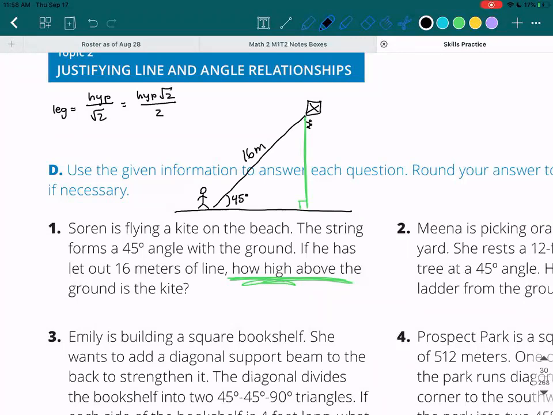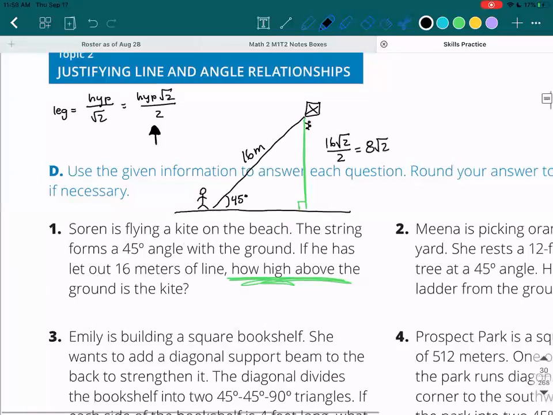Oh, my internet connection was unstable. All I did was write out the equations that you already know. Since we have a whole number, we're going to use this version of the equation to find our leg. So let's plug it in. We have 16 radical 2 over 2. Help me simplify, what is 16 divided by 2? 8. Good, so our answer is 8 radical 2.